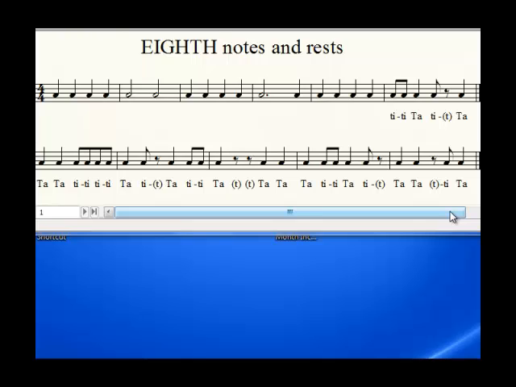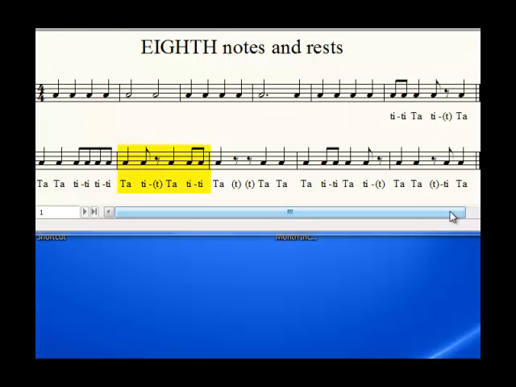1, 2, here we go. Ta, ta, ti, ti, ti, ti, ta, ti, ti, ta, ti, ti, ta, (ti), ti, ta, ta, ta, ti, ti, ta, ti, ti, ta, ta, ti, ta. Was that hard? Let's try to start one more time, but let's focus on starting on the second bar.